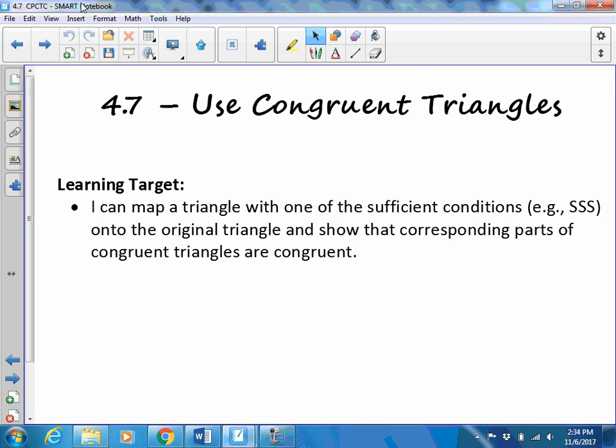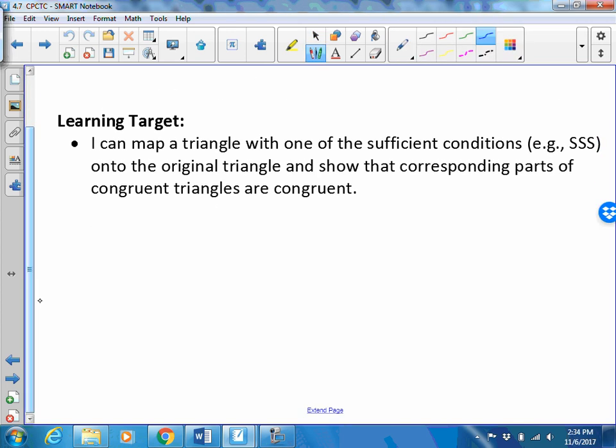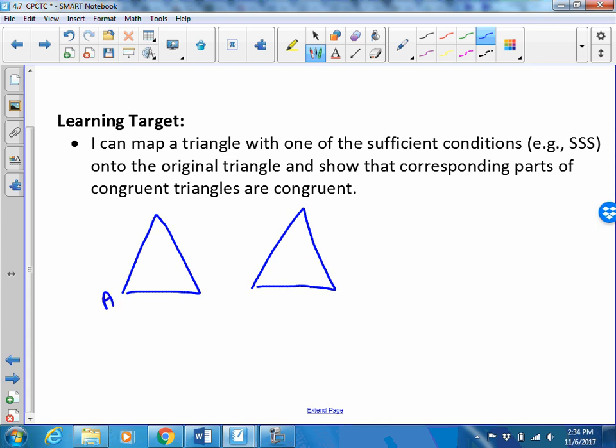All right, today we're going to talk about how to use congruent triangles in order to show that all the corresponding parts are also congruent. So let me remind you, when we first studied congruent triangles, if I create two triangles, let's say I have ABC, and this one I'll call DEF.